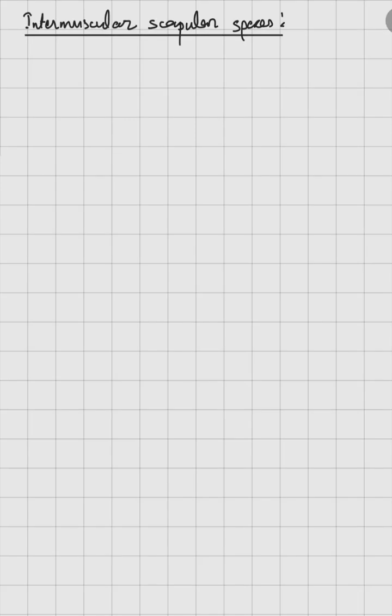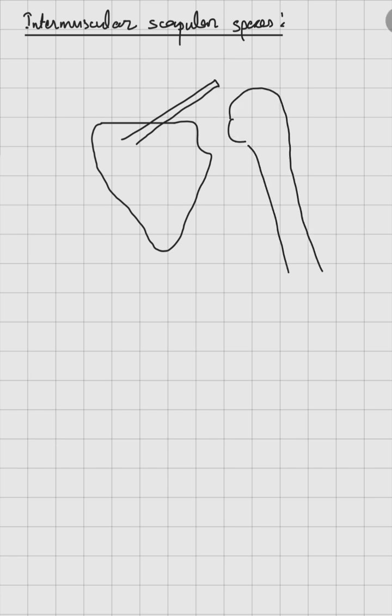In this video, I will be talking about intermuscular scapular spaces. Okay, let us start. Let us assume that this is the scapula, and here is the spinous process and acromion process, and here is the humerus.